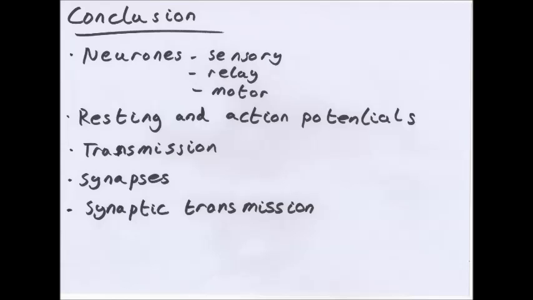Just to say, non-neuron cells can also have this charge. Transmission of neurons is caused by the movement of sodium ions along a neuron. Synapses help make sure that the action potentials are transmitted in one direction. And then synaptic transmission is caused by summation and convergence and divergence.